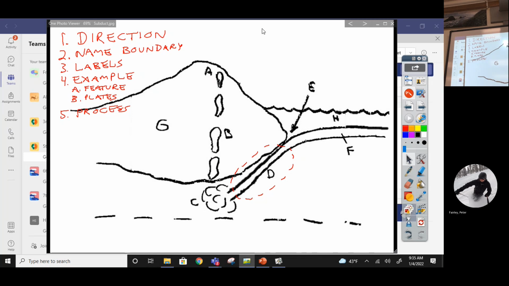Be careful on this one. There are three types of boundaries, right? Three types of boundaries, but we have four diagrams. Doesn't that mean we have to use one of the same boundaries twice? Indeed, it does. It's not transform.